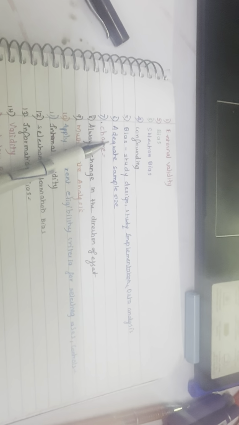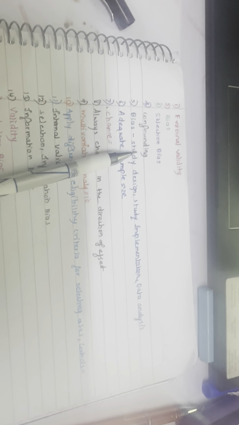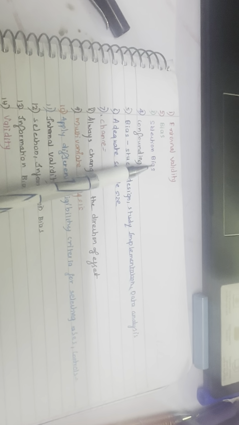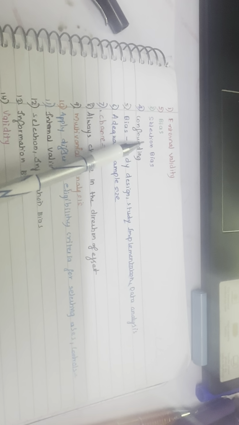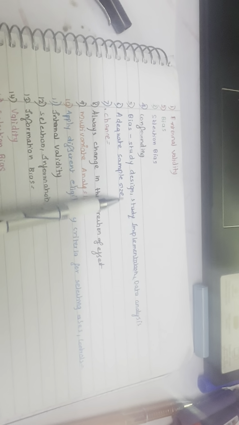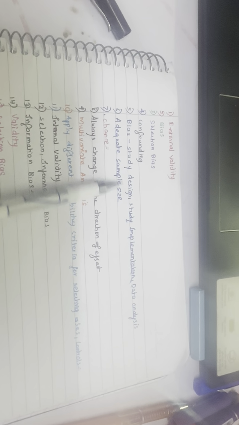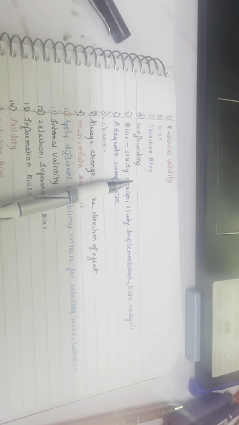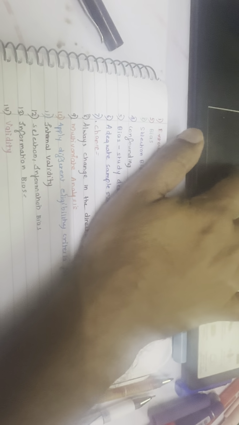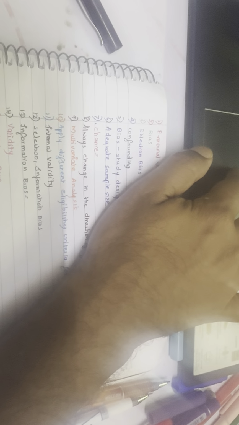The effect of the exposure of interest on the outcome is distorted because of the effect of extraneous factors that are related to both the exposure and outcome. This phenomenon is called confounding. Biases can occur during which stage of a research study? Study design, study implementation, and data analysis.